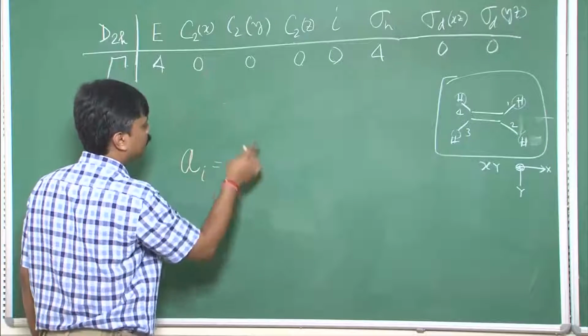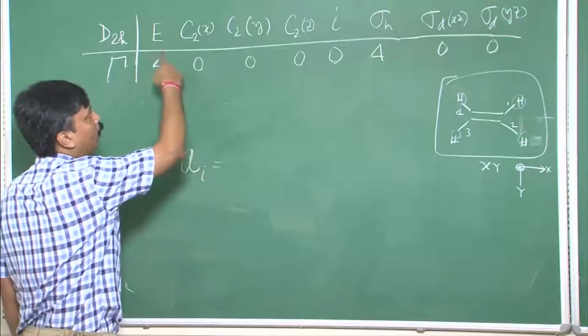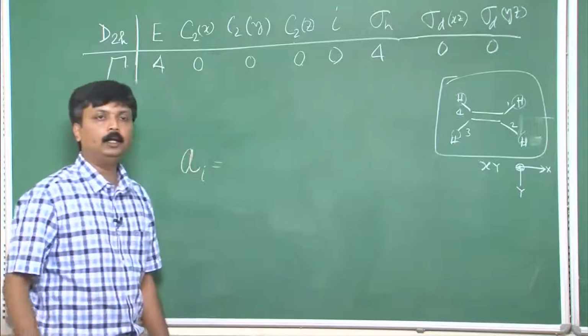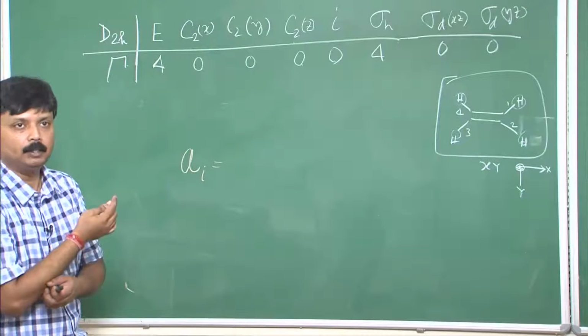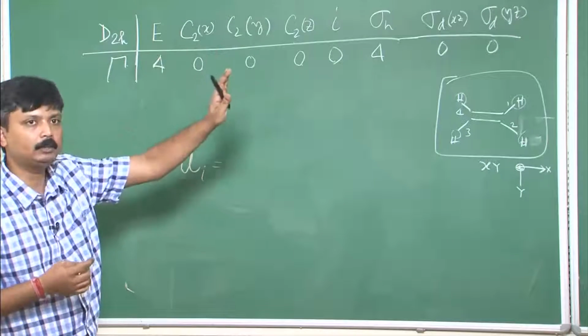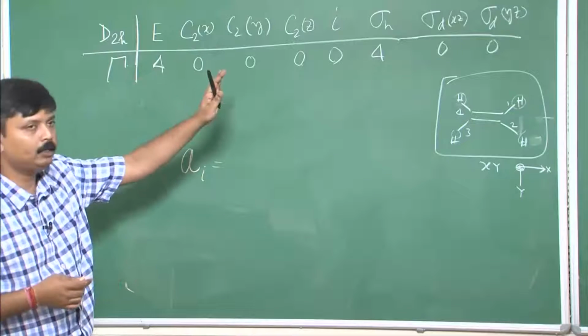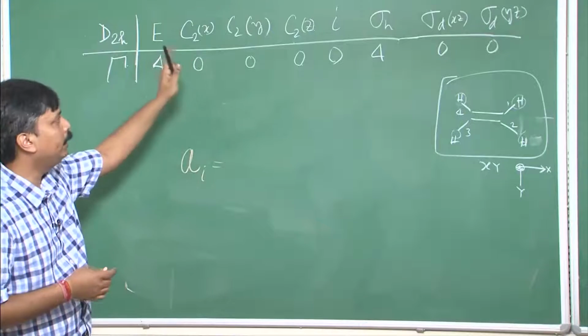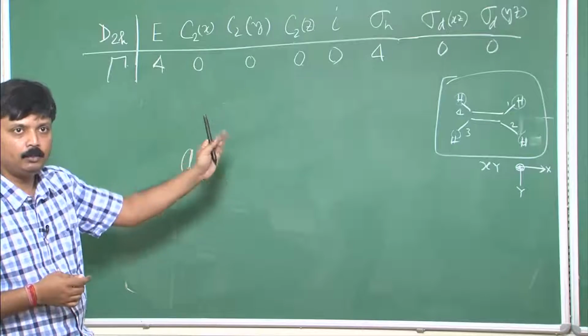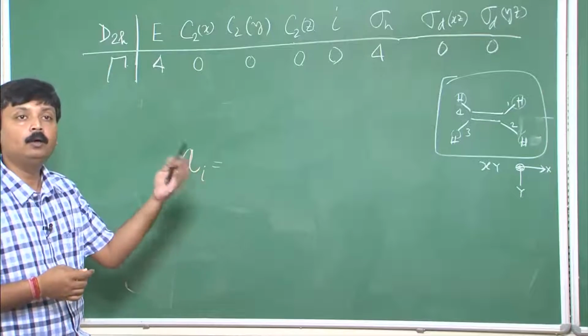So in this case, all of them are written in a way that they form a class by themselves, right? So each one of them forms a class by itself. There are total 8 operations, 8 classes, therefore 8 irreducible representations. All of them will be one dimensional.